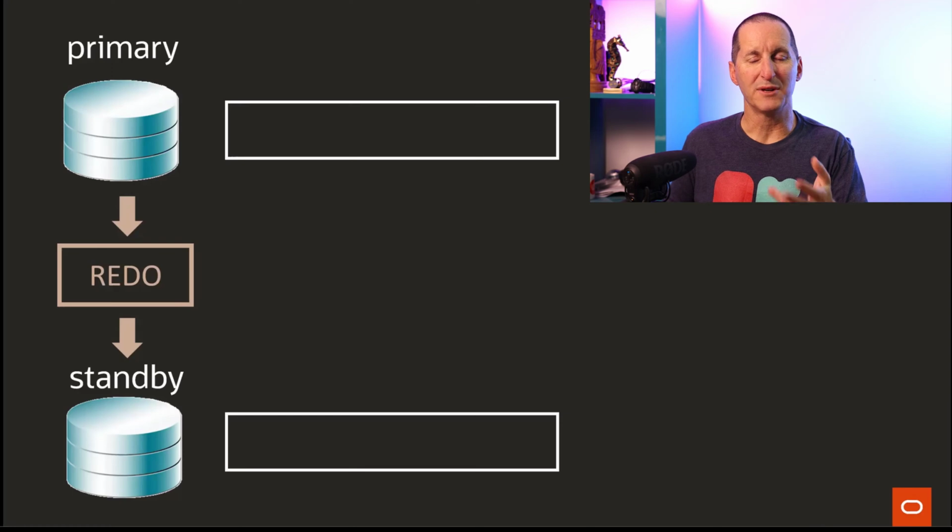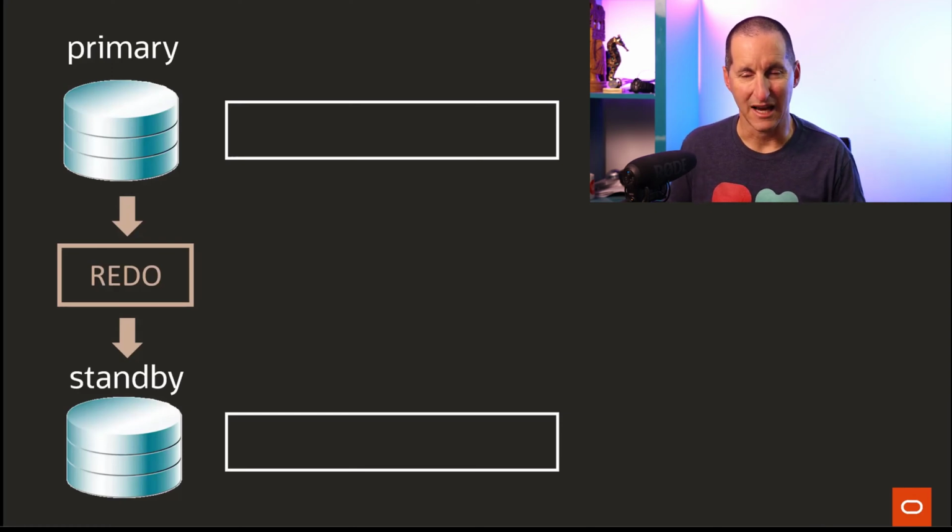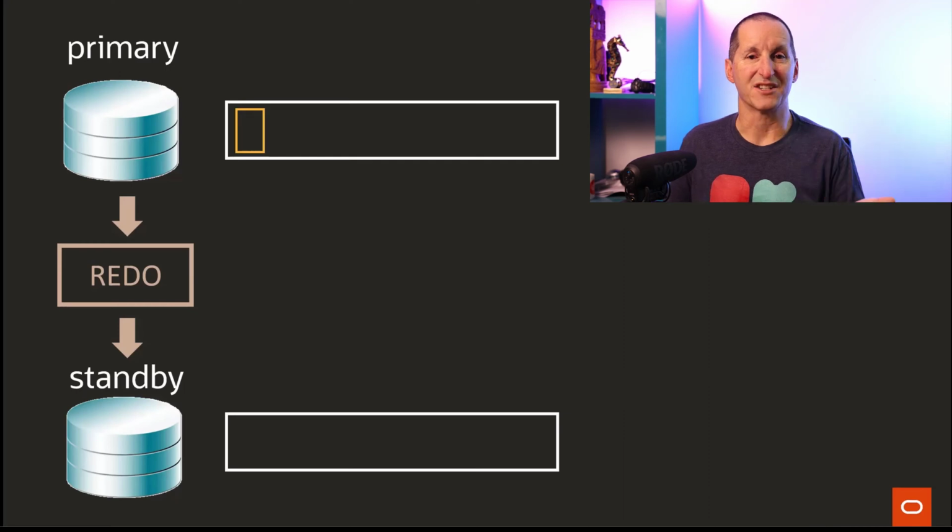So if we now include a standby database in here and we repeat that same exercise, we have a change at 9:05, that gets written to redo and it immediately gets sent to the redo on the standby side and gets applied to our standby.